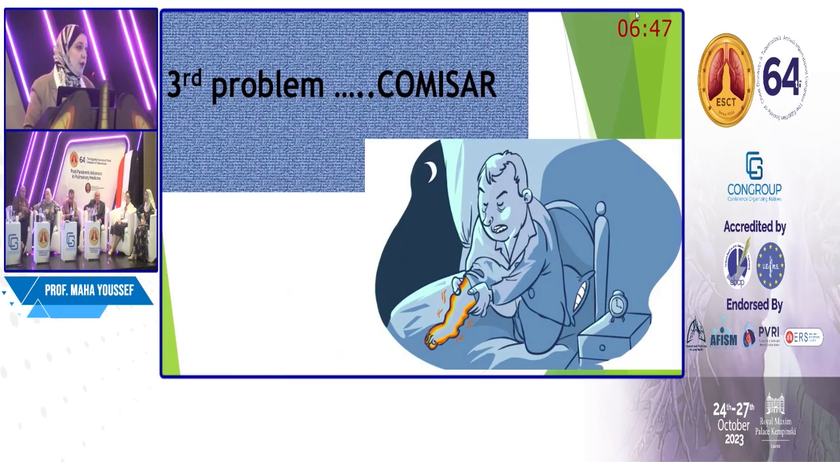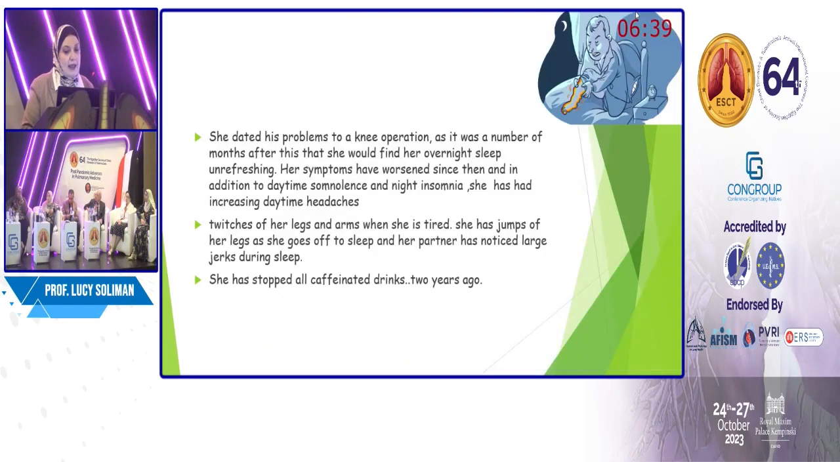The third limb of our discussion is the third problem. She is a bit older now than in the obstructive sleep apnea COMISA case, no longer just COMISA, because the patient is also complaining of restless leg syndrome. She dated this problem to a knee operation, as it was a number of months after this that she would find her overnight sleep becomes unrefreshed. In addition to worsening of the night symptoms and insomnia, she had increasing daytime headache. She started to notice twitches in the legs and upper arms, and she jumps of her legs as she goes off to sleep. Her partner also noticed jerks during sleep.